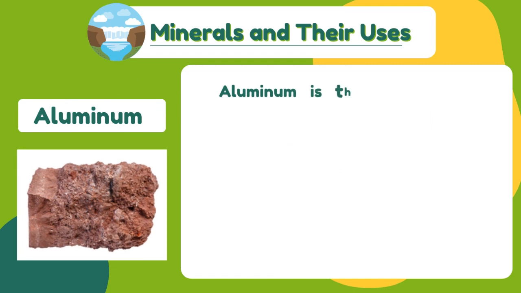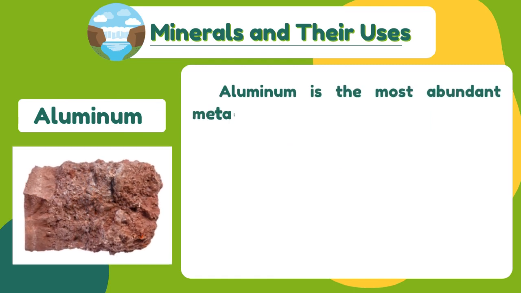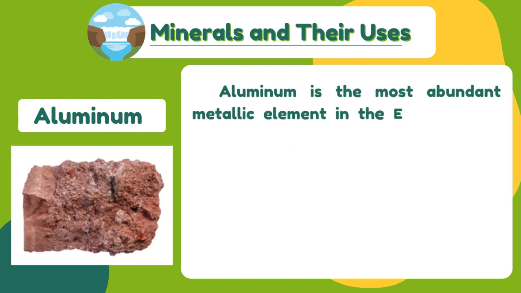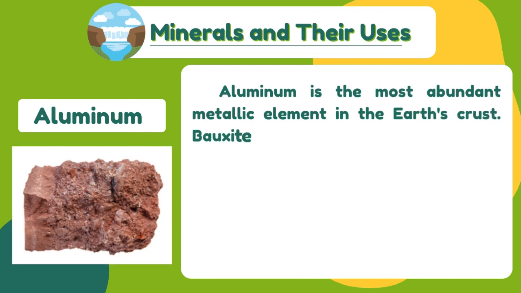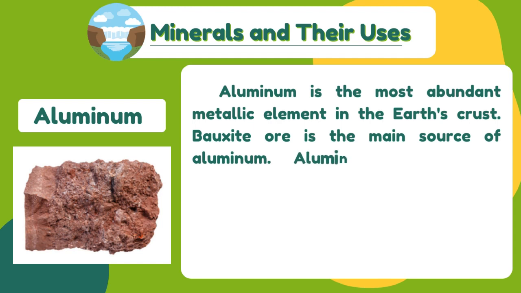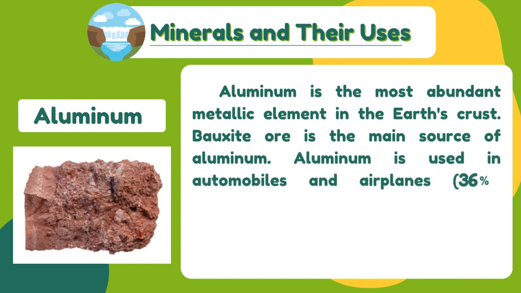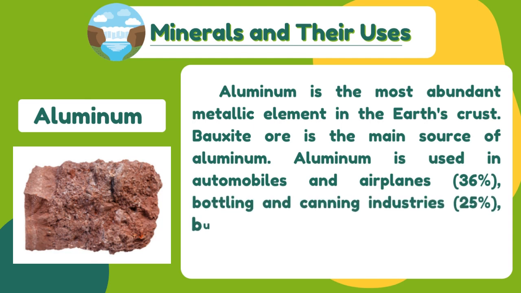Aluminum. Aluminum is the most abundant metallic element in the Earth's crust. Bauxite ore is the main source of aluminum. Aluminum is used in automobiles and airplanes, bottling and canning industries, building and electrical and other applications.